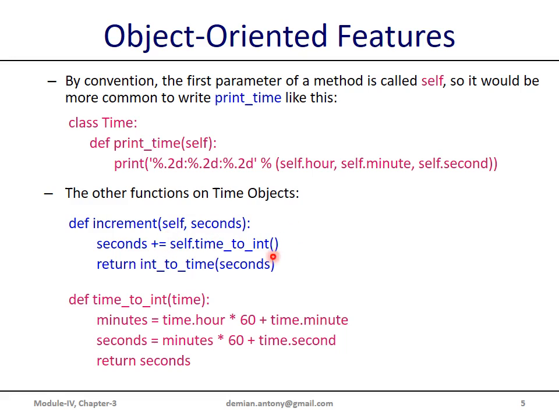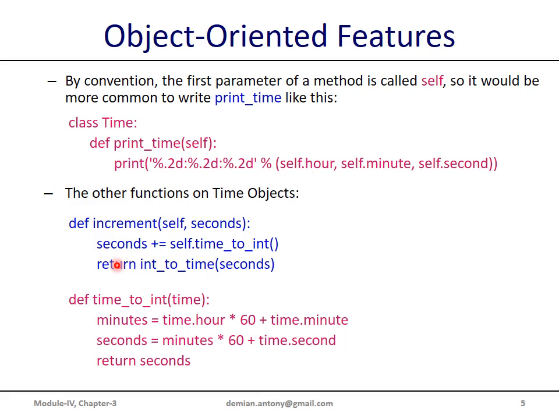the time into integers, and then we add the seconds and the seconds received from the time, and then we return the new time object by using the int to time function. These two functions we had defined in chapter 2, converting time into an integer quantity and again converting the integer back into the time object.